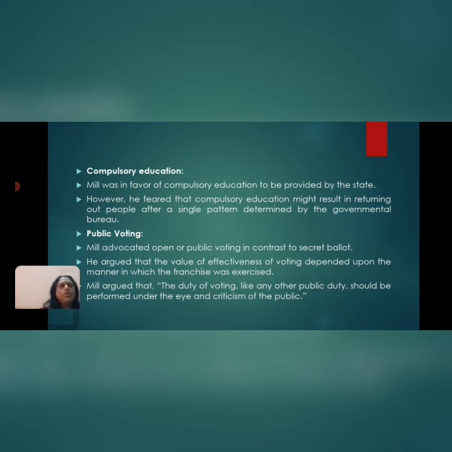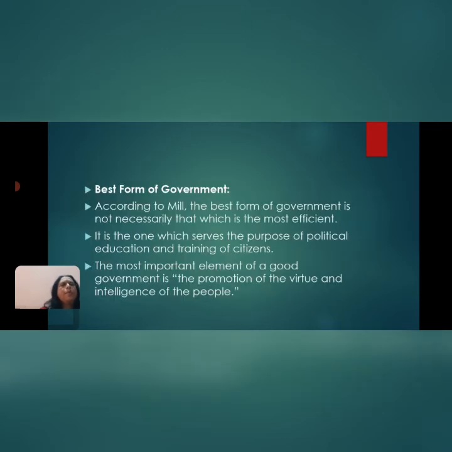He advocated open or public voting in contrast with the secret ballot. He argued that the value and effectiveness of the voting depended upon the manner in which the franchise was exercised. So Mill argued that the duty of voting, like any other public duty, should be performed under the eye and the criticisms of the public.